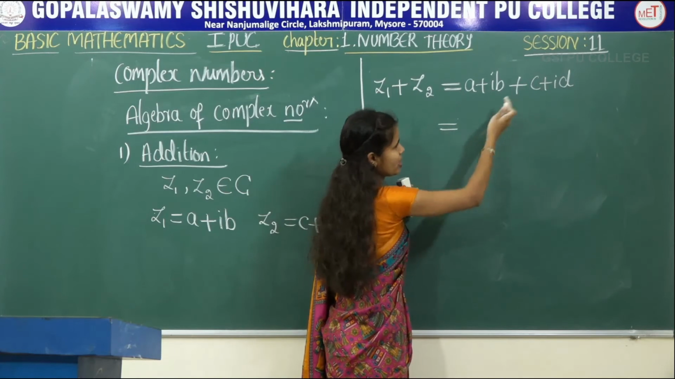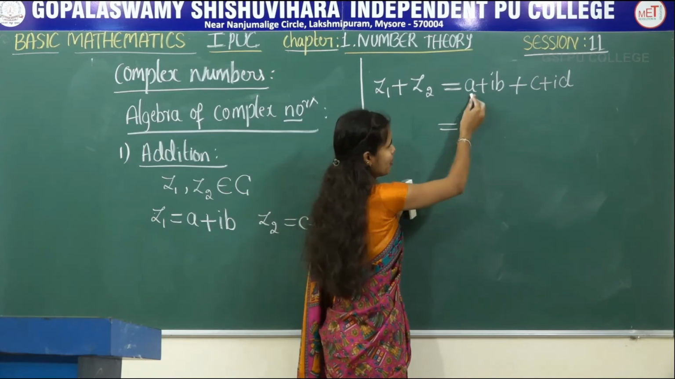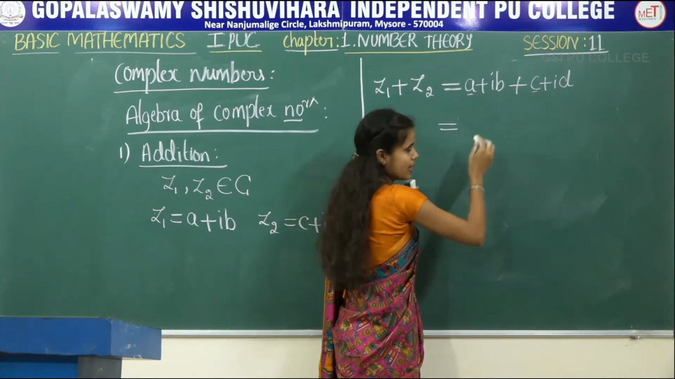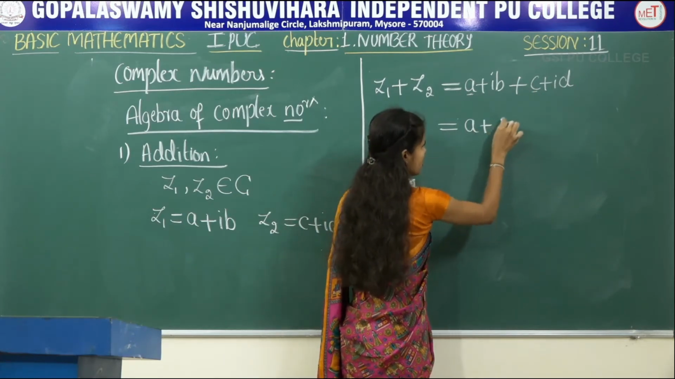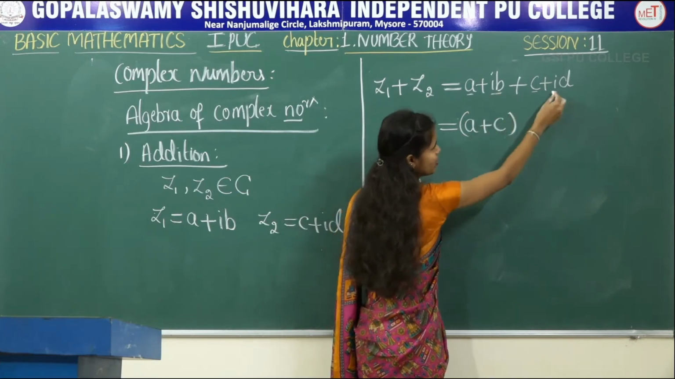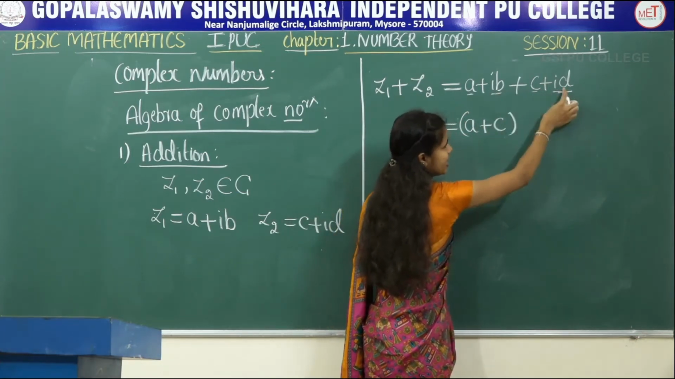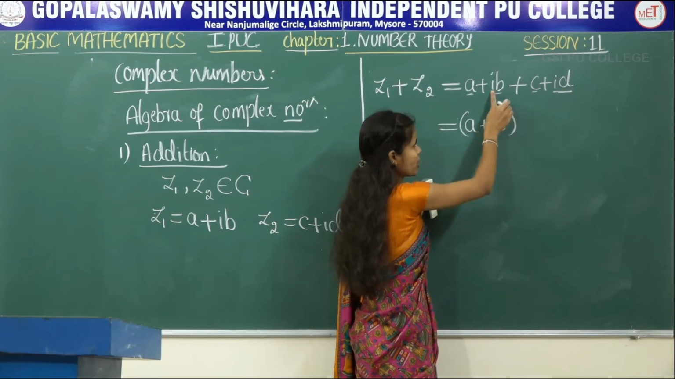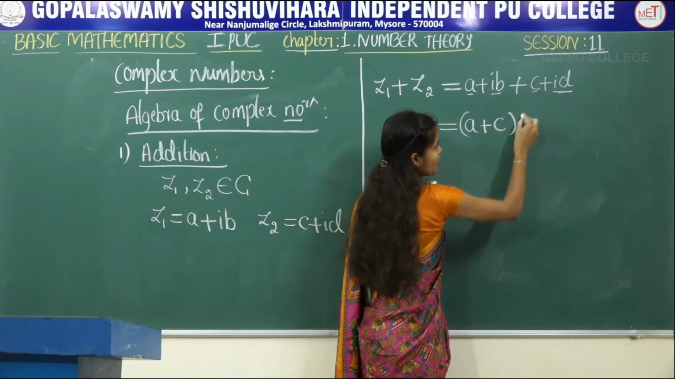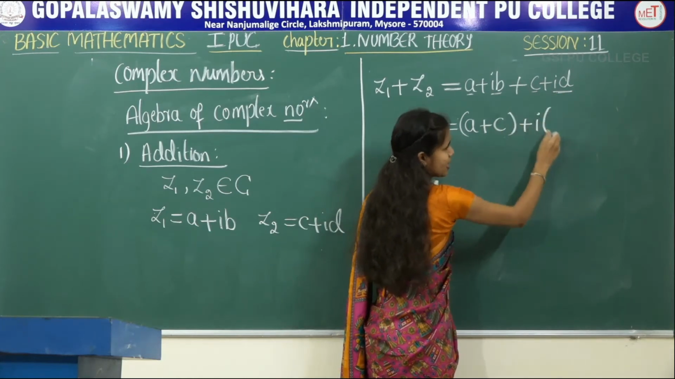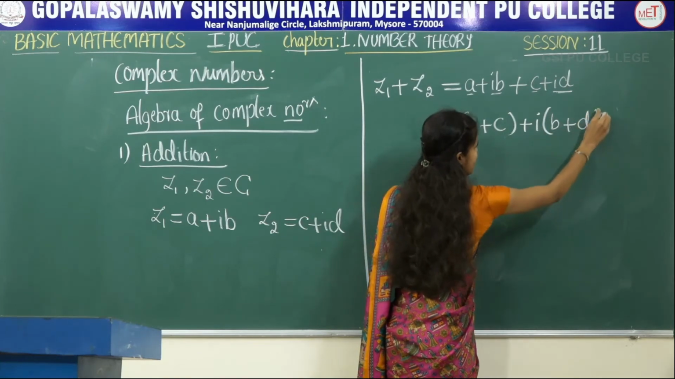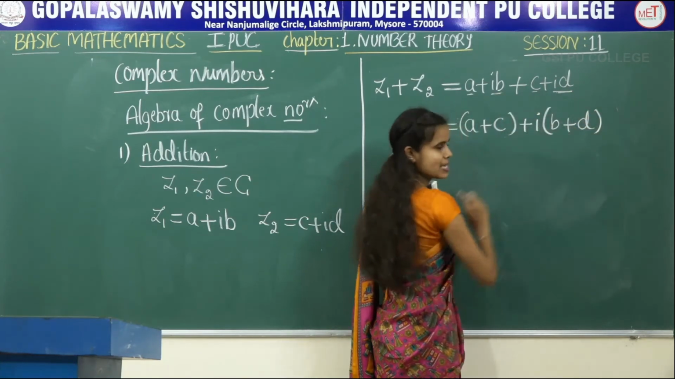Okay. So here separate the real part and imaginary part. Independent of i, a and c are called real parts. So separate a plus c. Next, the imaginary parts are ib and id. b and d are called imaginary parts; the coefficients of i, b and d, are imaginary parts. So in these two terms take out i as the common term. The remaining terms are b plus d.